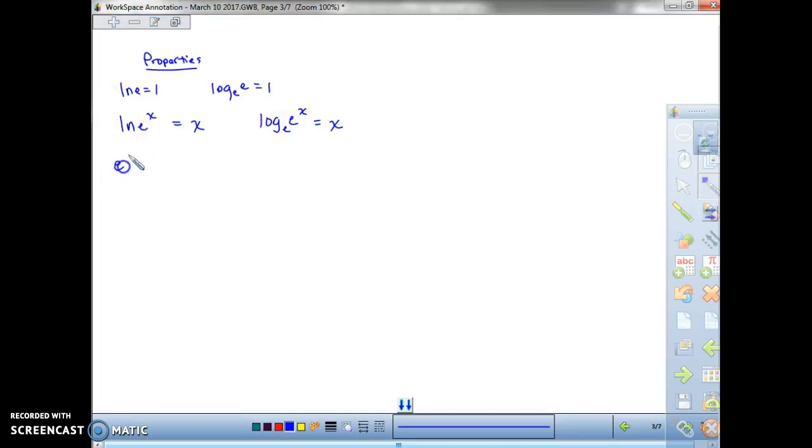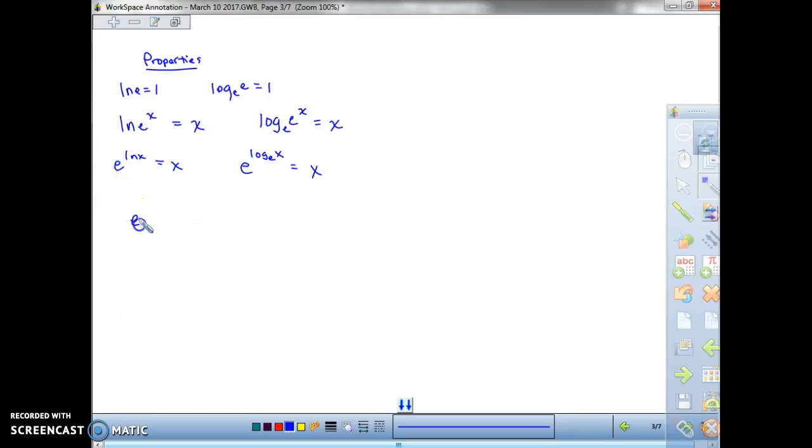Now the next one is e to the ln x is equal to x as well. And this is the one where you have an exponential with a base, and then you have a log with that same base of x, which will simplify down to x. So e is raised to the log with the base of e, which is really just your ln. So those are three properties.